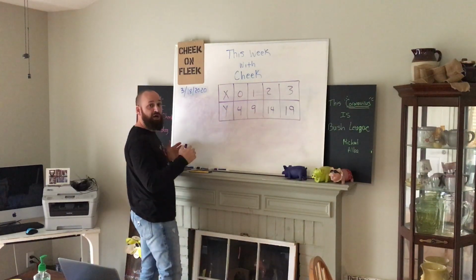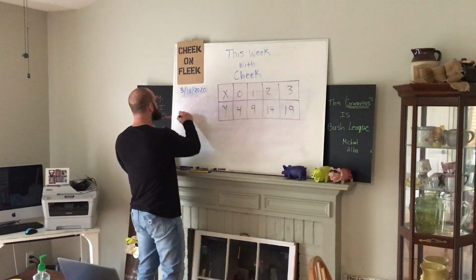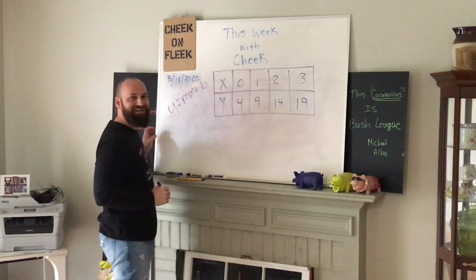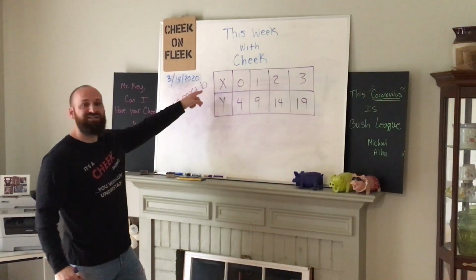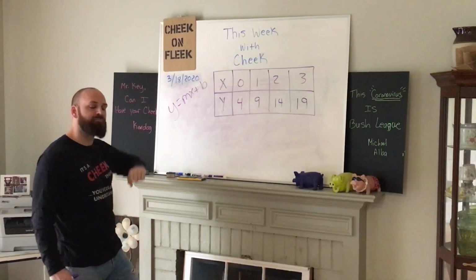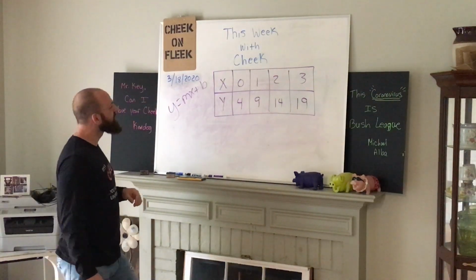Let's remember an equation written in slope-intercept form. Y equals mx plus b. Our b is our y-intercept. It's where our line crosses the y-axis. And our m is going to be our slope. So let's take a look.